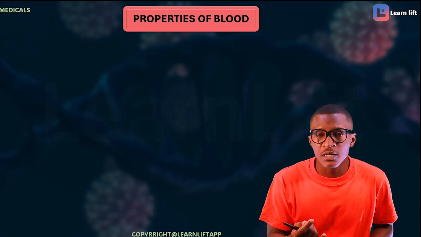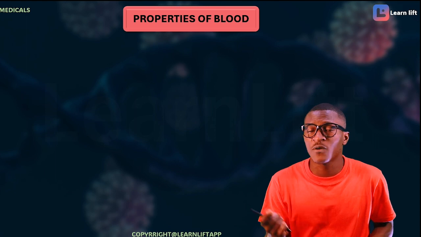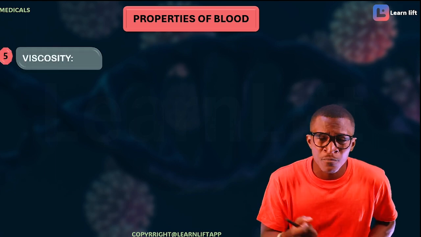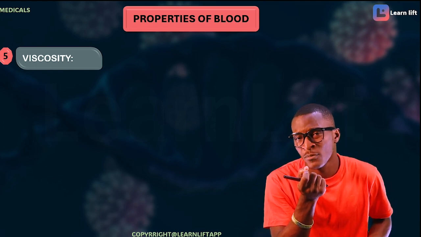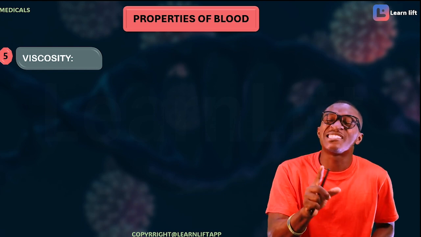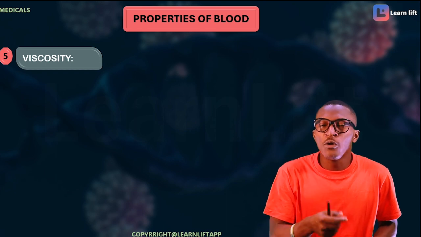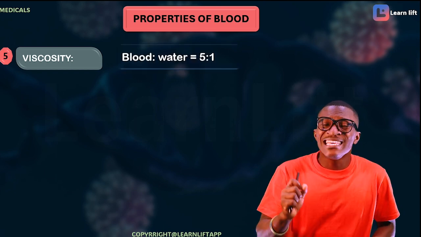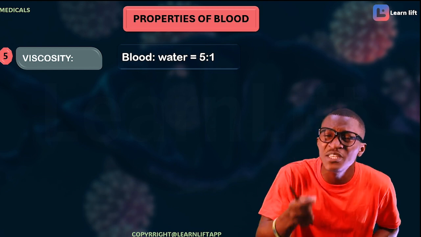We have talked about the color of blood, the volume of blood, the pH, and specific gravity. The next property of blood is viscosity. When we talk about viscosity, we are talking about thickness. We compare blood to water. The ratio of blood to water is 5:1. That means blood is 5 times thicker than water, or blood is 5 times more viscous than water.